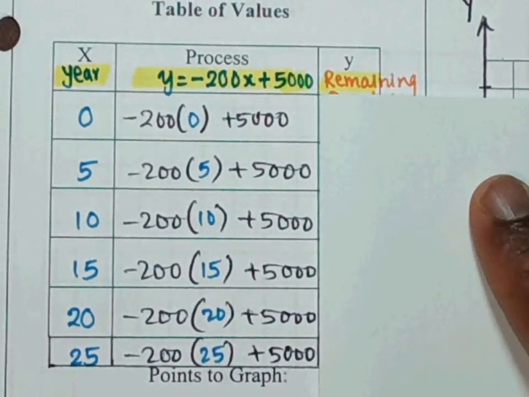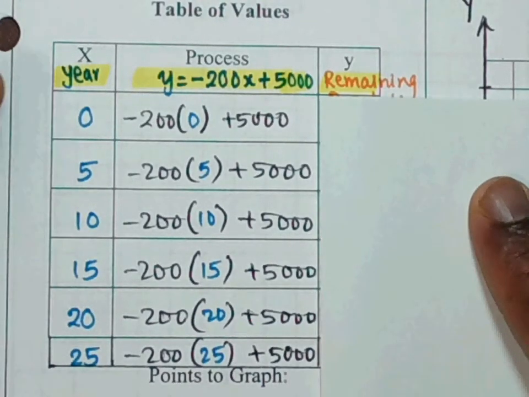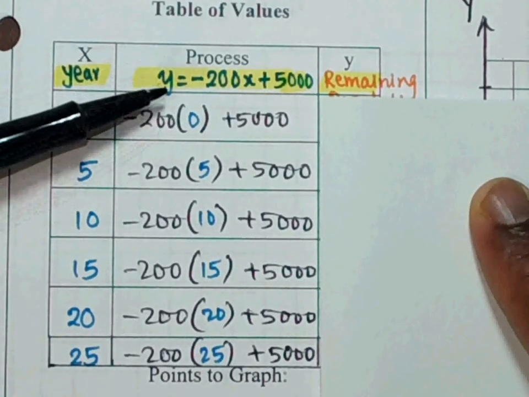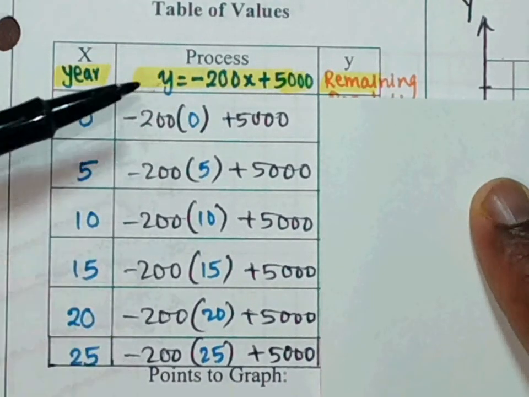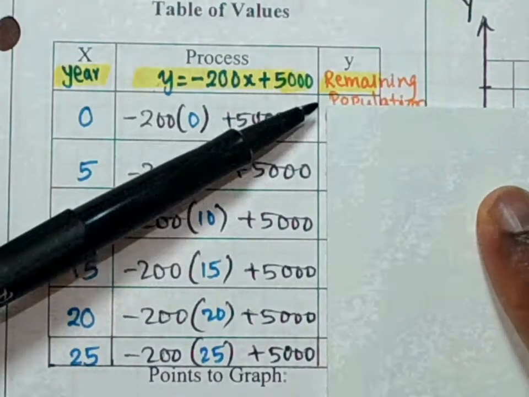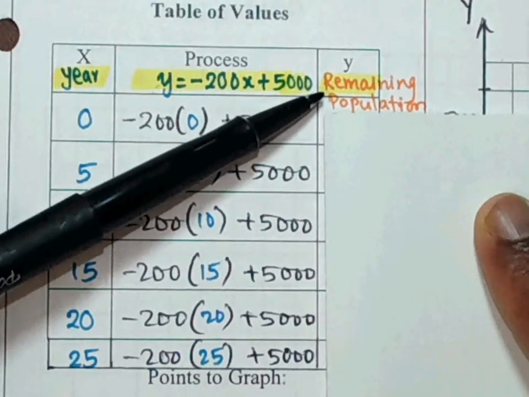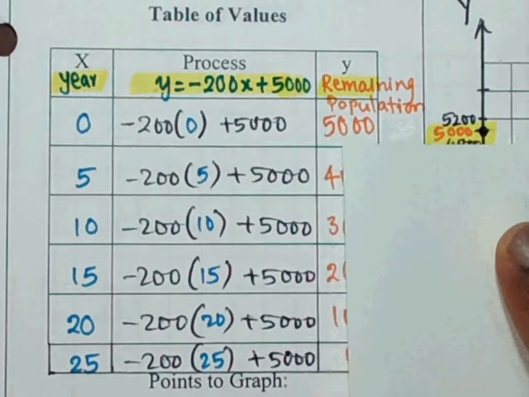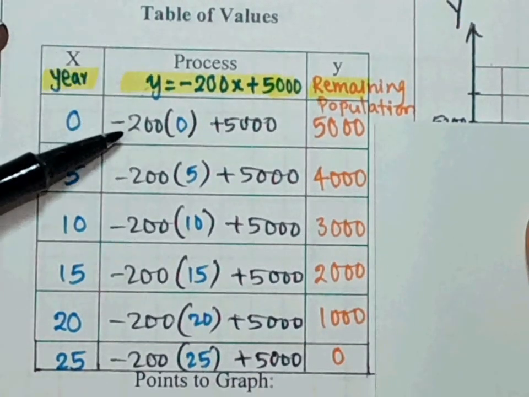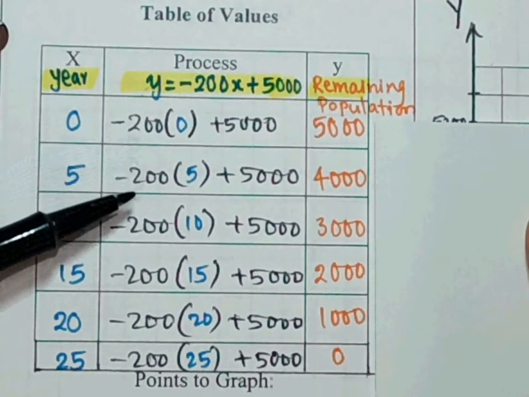But for census that they normally do, how many people are there in the town. So when I plugged it in for y equals negative 200x plus 5,000, remember, don't forget the negative. You plug those x values in there, plus 5,000, it'll give you the y, your output, which is your remaining population. And as you can see, the population is going down because of the negative rate of change.